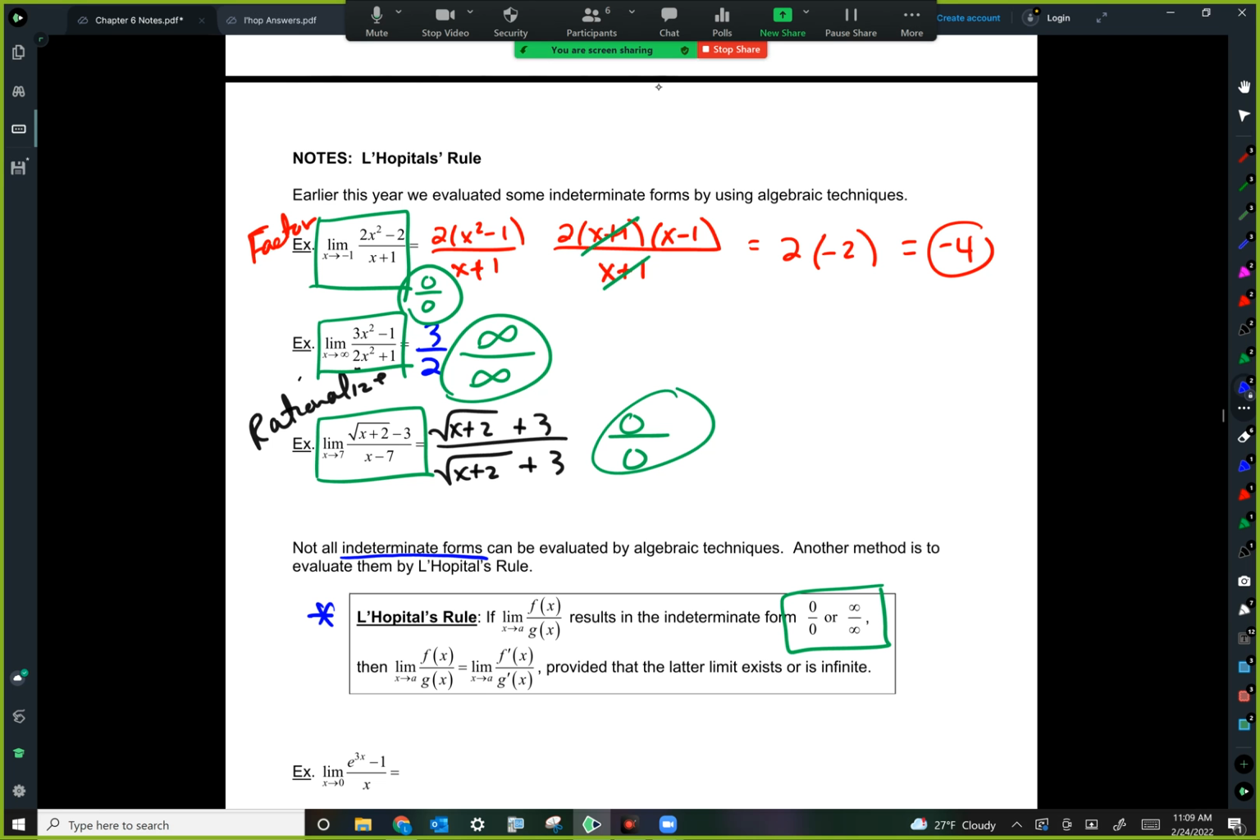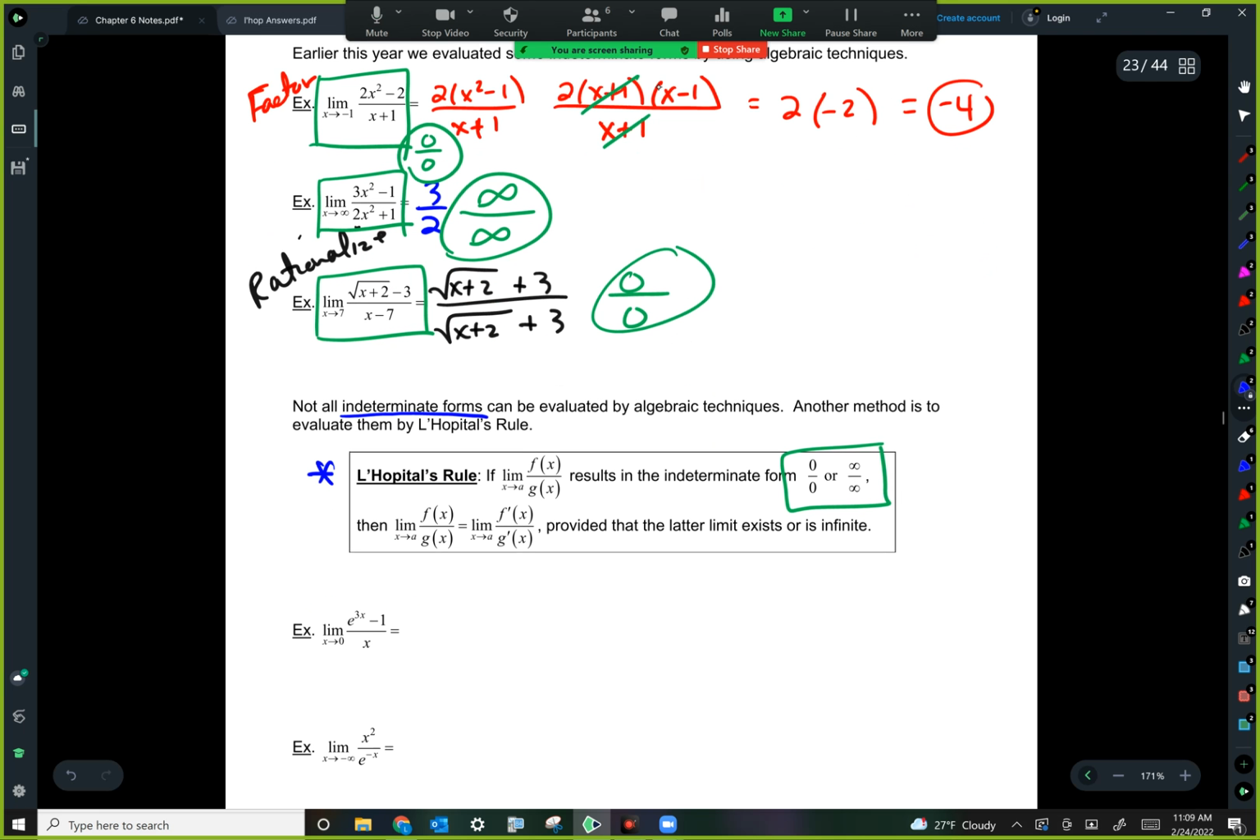You can't use the new method unless when you substitute you get indeterminate form. It's very easy to use, but you have to make sure it's that form. If it's not that form, you got to do something else. Okay? So not all indeterminate forms can be evaluated using those algebraic techniques, meaning factoring or substituting or comparing the degree of the top and the bottom. So that's why we have L'Hospital's Rule.